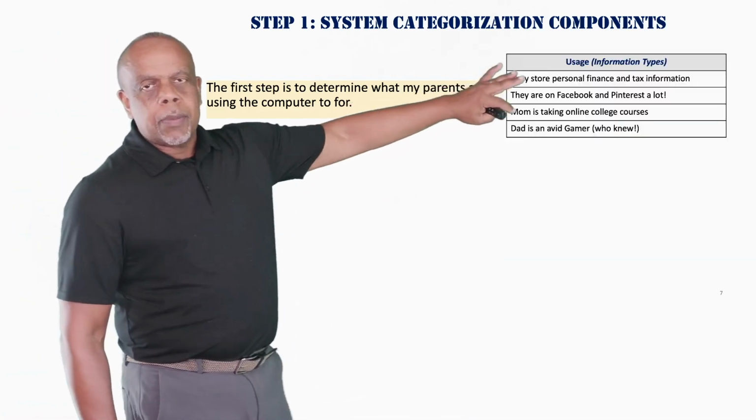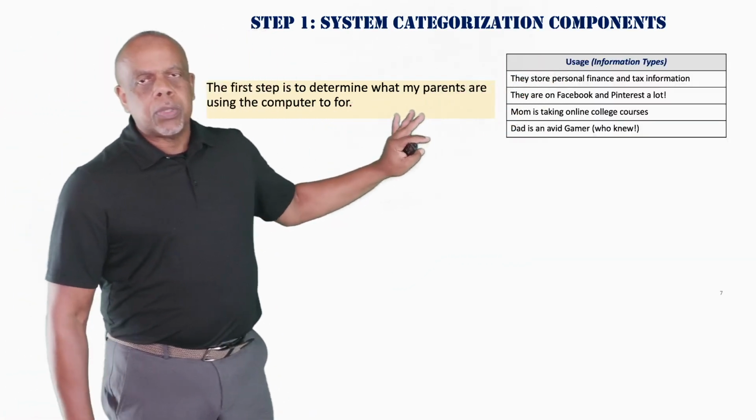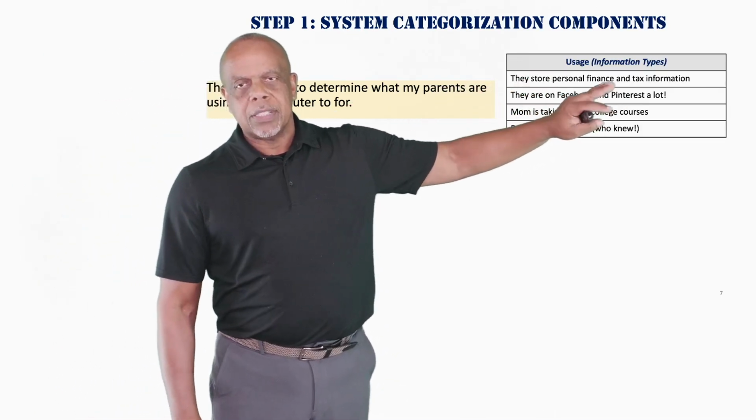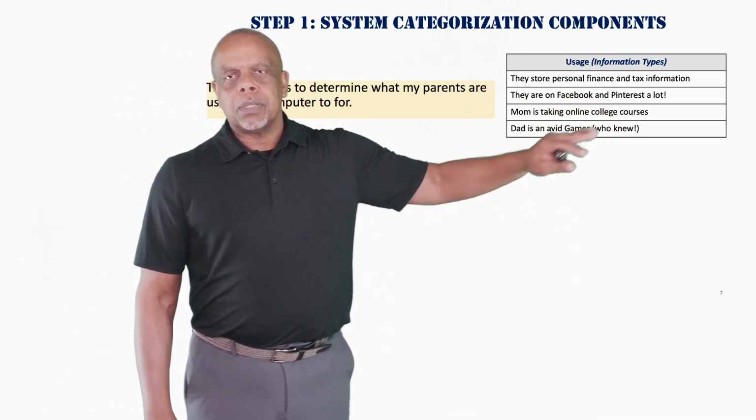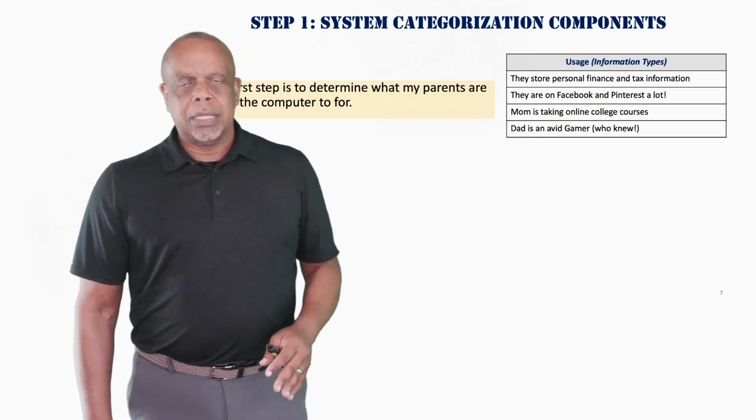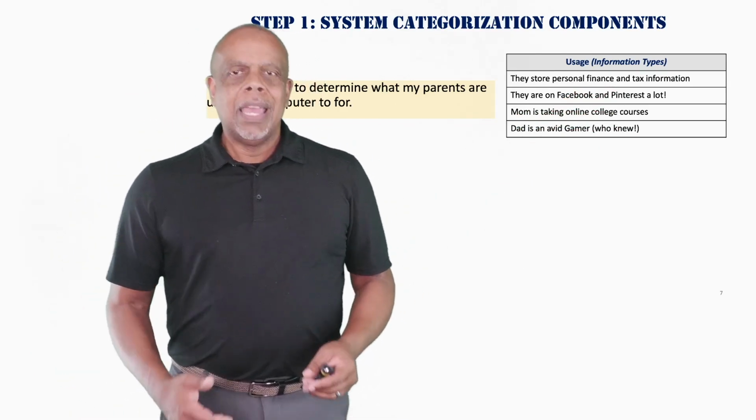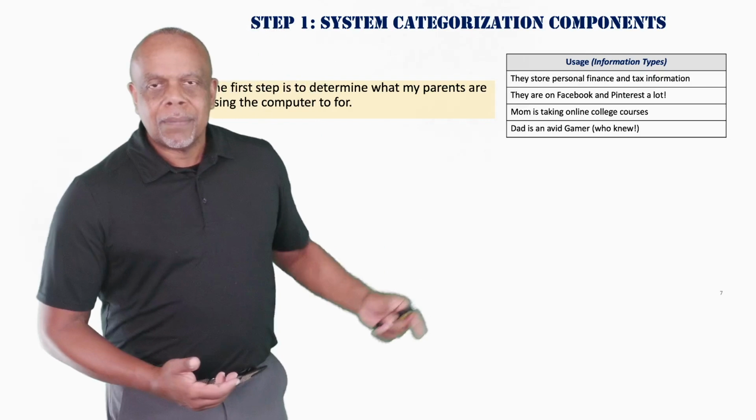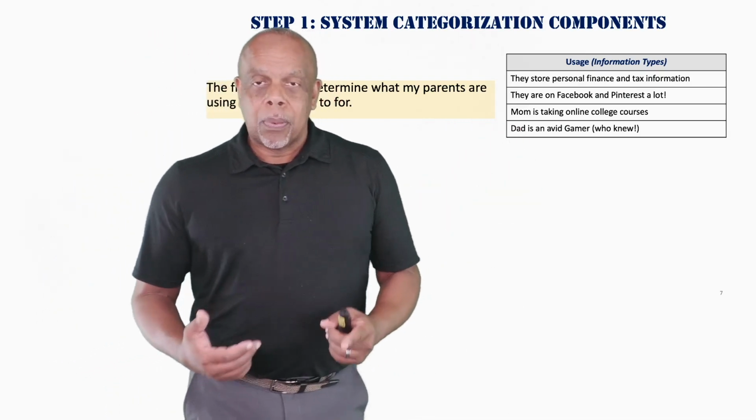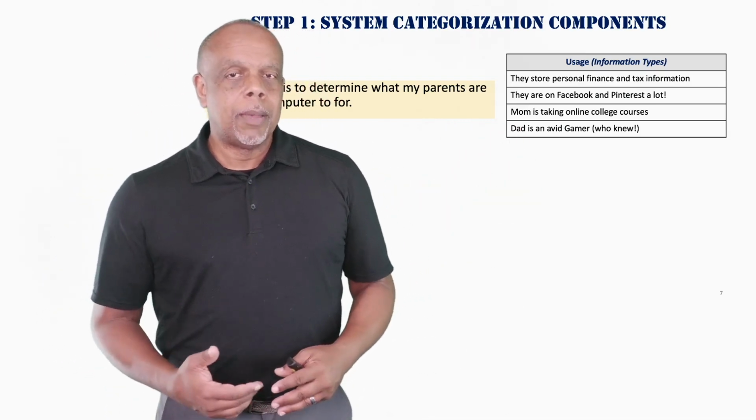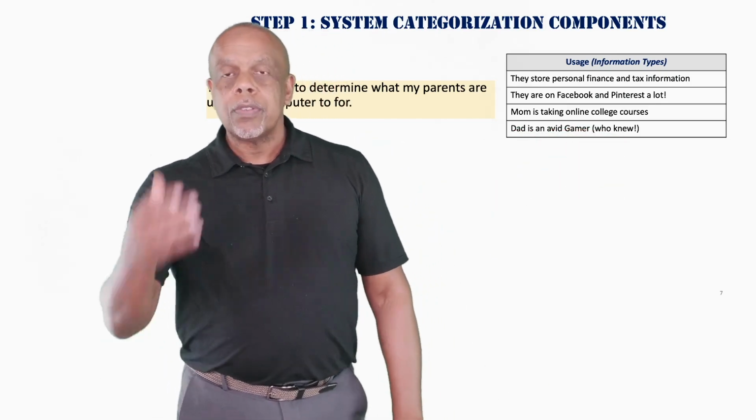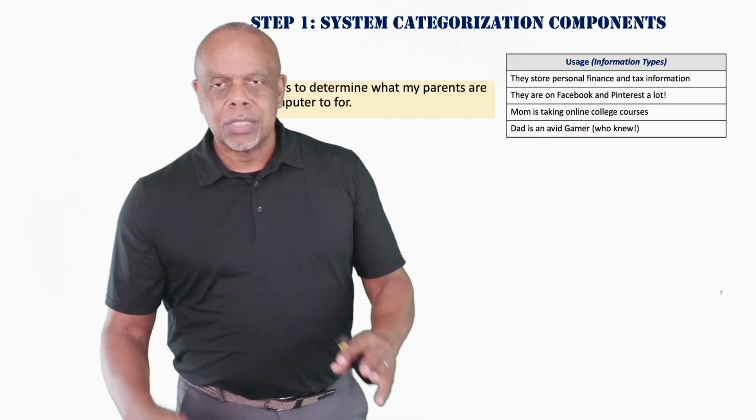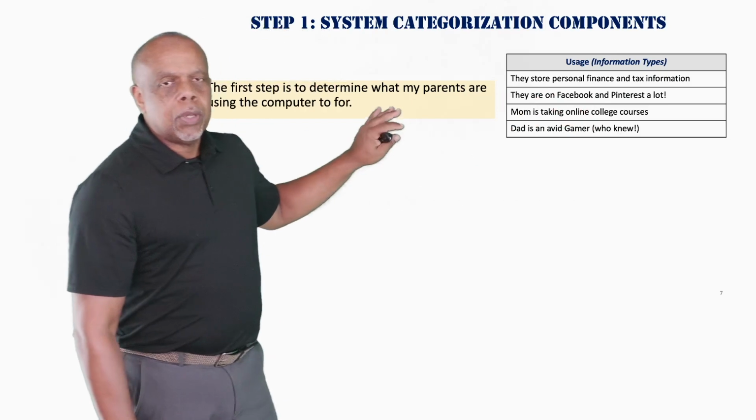So when we talk about that, what's the usage? Well, my parents, what are they going to do? They're going to store their personal finance and tax information on that computer. They're going to go on Facebook and Pinterest, probably my mother, a lot. She loves Pinterest. She loves all those recipes and all those nice little gadgets they have. What I didn't realize in the process of this, I learned some great things about my mom and dad. First, my mom is taking online college courses. Who would have ever thought? So she's going to be using the computer for that.